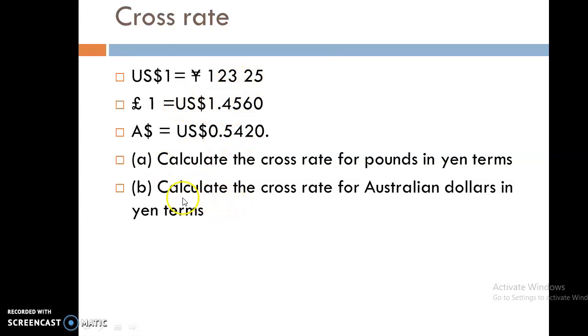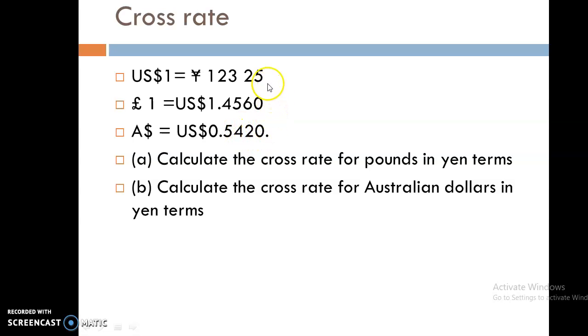And just like that, the second question, calculate the cross rate for Australian dollars in yen terms. Australian dollar is given in the third quotation, yen is given in the first quotation. So the question is, what is the value of 1 Australian dollar in terms of Japanese yen? So how do you make the calculation? It's very simple. You're comparing the first quotation and third quotation.